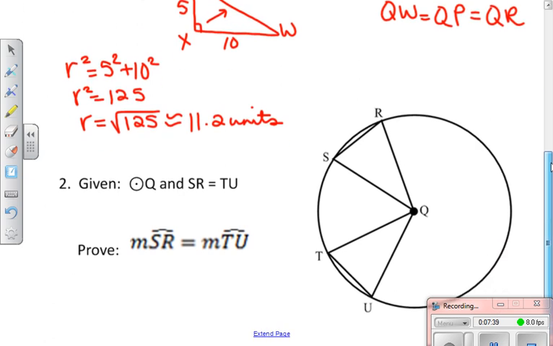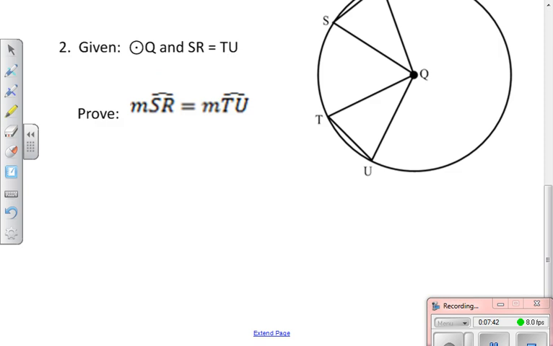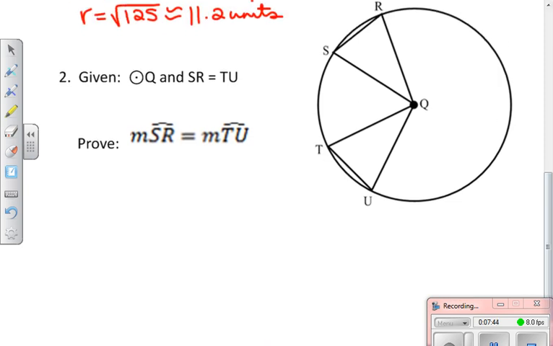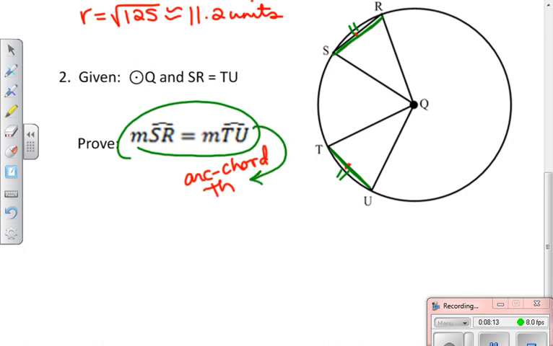Now this next example is a little bit more of a thinking example than a calculating example. So I'm given circle Q and I'm given that chord SR is equal to chord TU. And because of the arc chord theorem, which says that if equal chords, they will cut off equal arcs. So then I know this to be true simply by that.